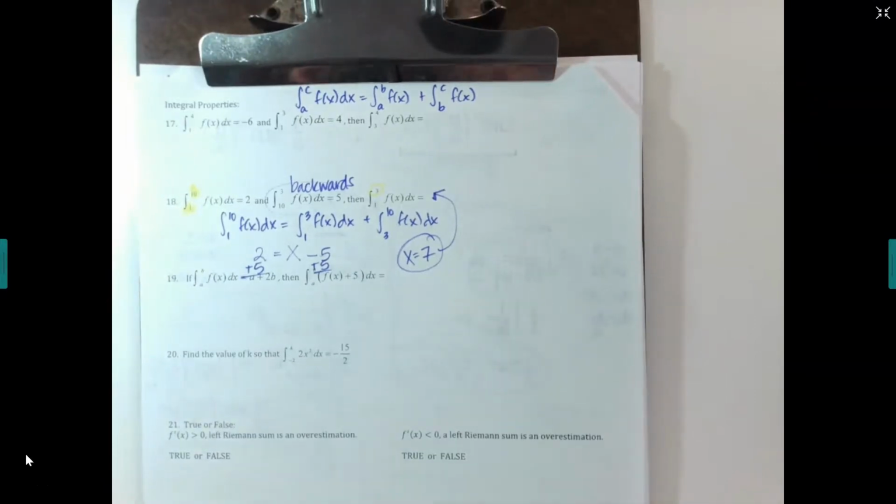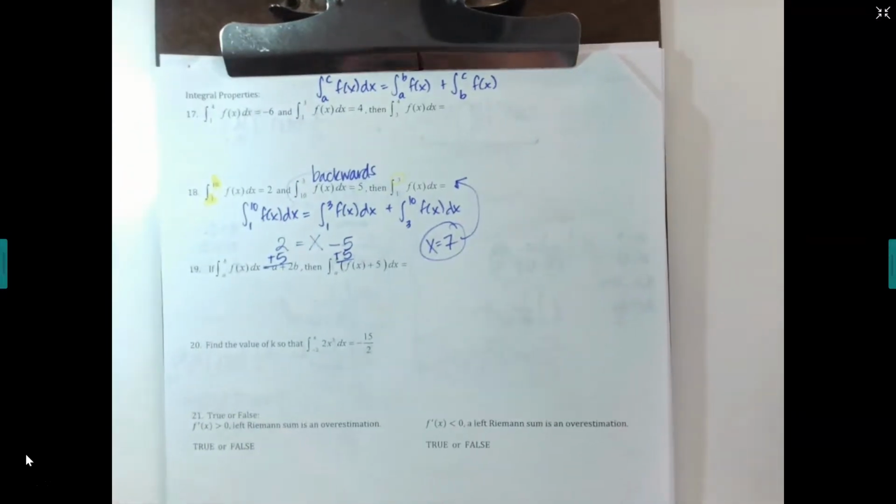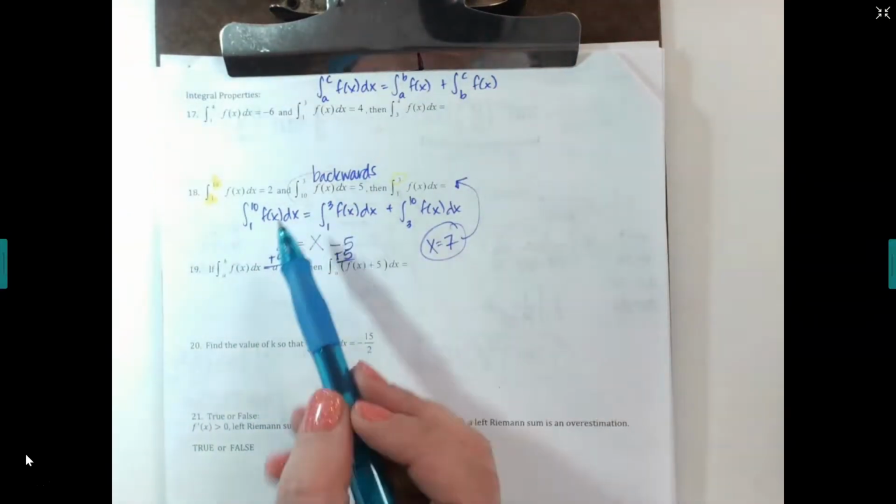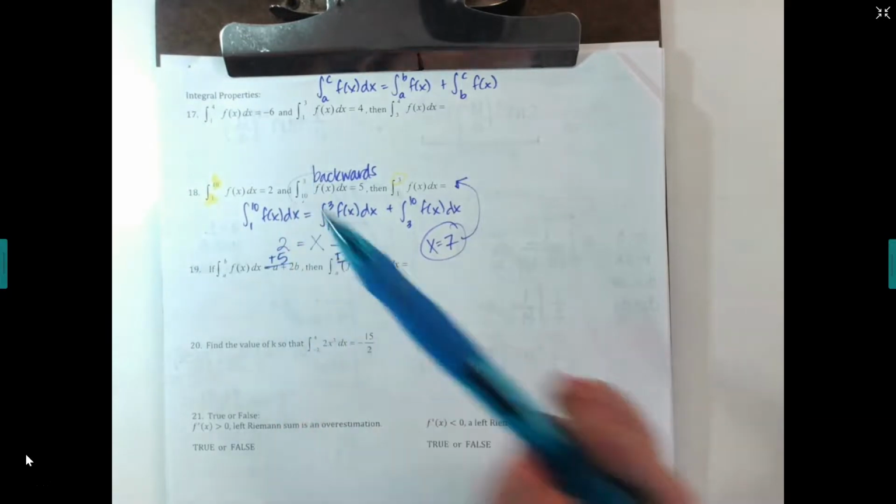Yes. Okay, try to set it up. What's your biggest and smallest number? What's the longest integral? 1 to 4 is longest, and then how are we breaking it up? 1 to 3 plus 3 to 4. Okay, then plug in your numbers. Check to see if anything's backwards. Like if the bigger number's on the bottom, like here, 10's on the bottom, that tells you it's backwards.